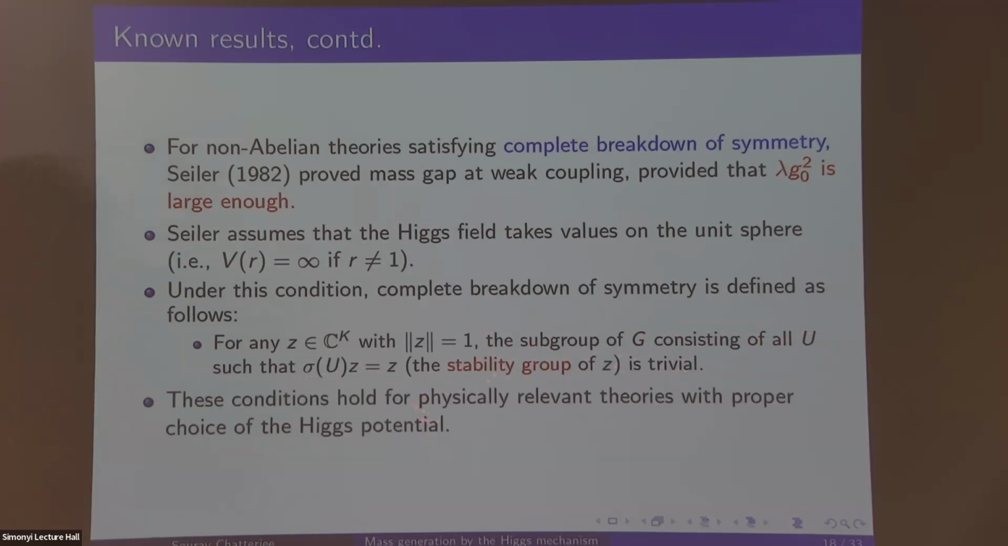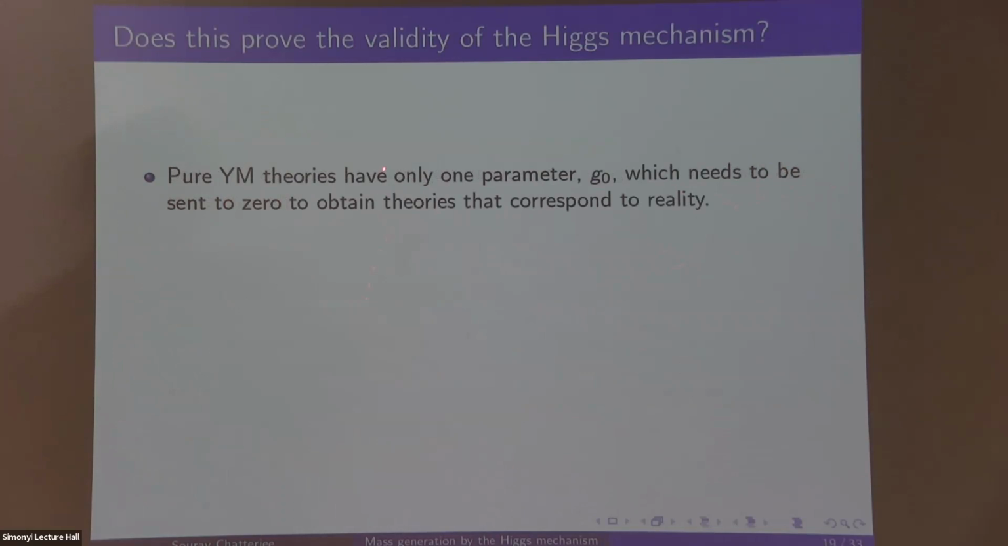This condition holds for physically relevant theories with proper choice of Higgs potential. So with SU2 in the fundamental representation or SU3 in the adjoint representation, you can prove, with a proper choice of the Higgs potential on the unit sphere, that this condition holds, and therefore you can prove complete breakdown, this mass gap, provided lambda times G0 squared is large enough. So now the question is, does this prove the validity of the Higgs mechanism?